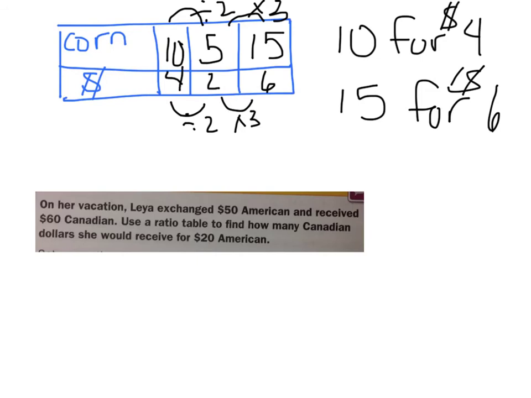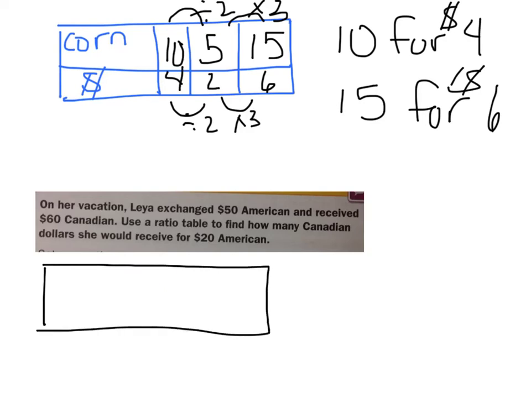Our final example today is found on page 42 in your book. On her vacation, Layla exchanged $50 American and received $60 in Canadian money. Use a ratio table to find out how many Canadian dollars she would receive for just 20 American dollars. Well, let's make our chart. And we're going to put Canada money on top, and we're going to put USA, American money, on the bottom.